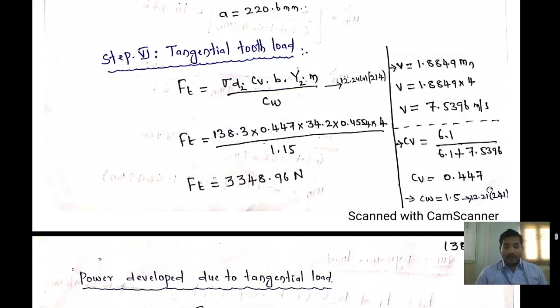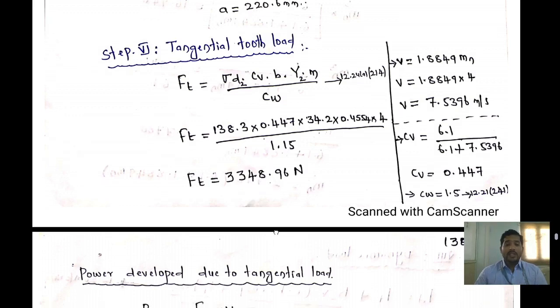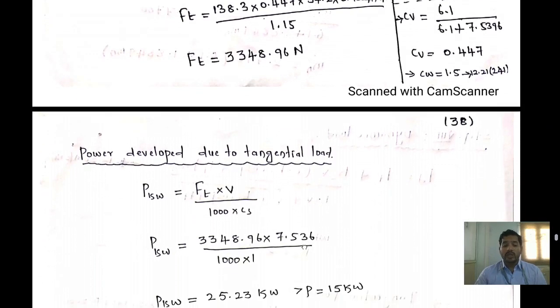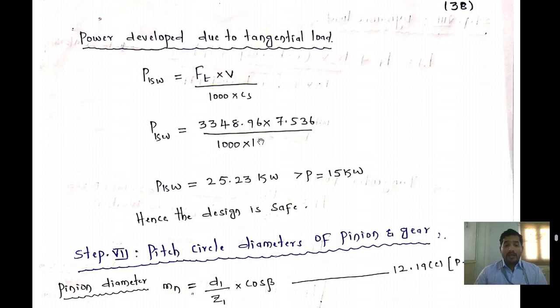Clear? Then after that the CW value you have to consider as 1.5 from table number 12.21 on page number 241. After that we need to substitute over here, then you will get the tangential load as 3348.96 Newton. After getting the tangential load, we need to find out the power developed due to the tangential load. So always you need to remember, whatever power is given in the problem, it should be greater than our answer, then only the design is safe, otherwise our design is not safe.